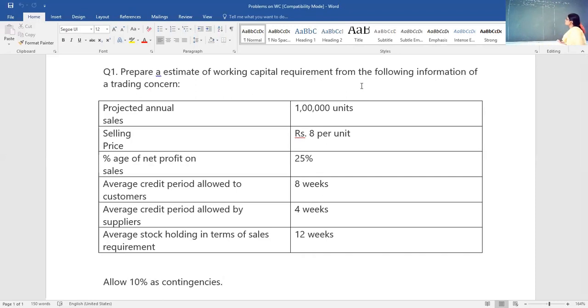Now, please remember, students, whenever we are preparing the statement of estimated working capital, profit information is not required. It is always said to be ignored. If it is added to the question, our duty is to first remove out the profit or deduct the profit and take only the cost information in order to calculate the working capital requirement.